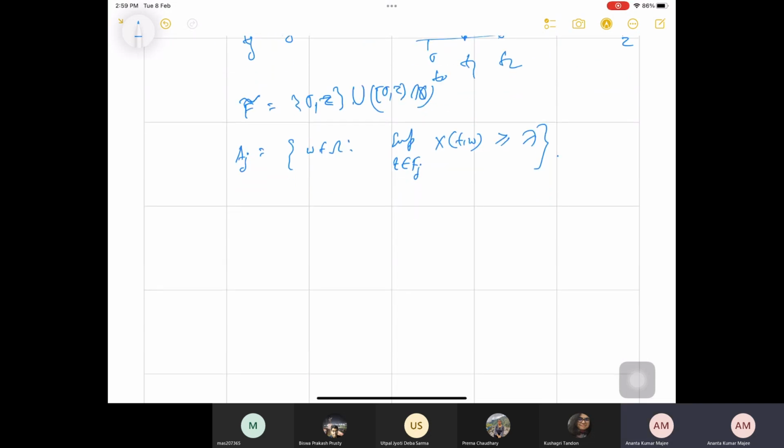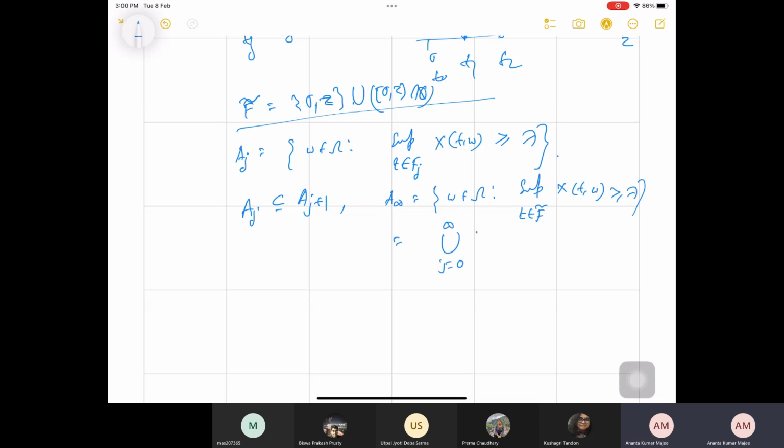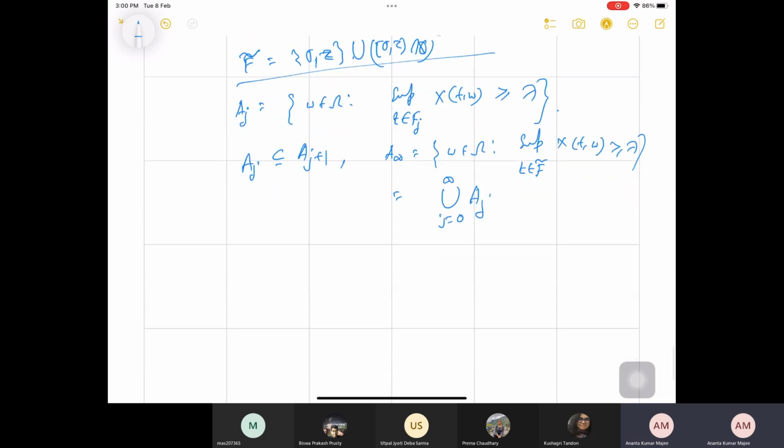That is the idea. Now you see that A_j is measurable, and A_j is a subset of A_{j+1}, so it is increasing. Hence I can define A_infinity, which is all those omega in Omega such that the supremum over t in F tilde of X_t(omega) is greater than or equal to lambda. This is the same as the union over j equal to 0 to infinity of A_j, because it is increasing.